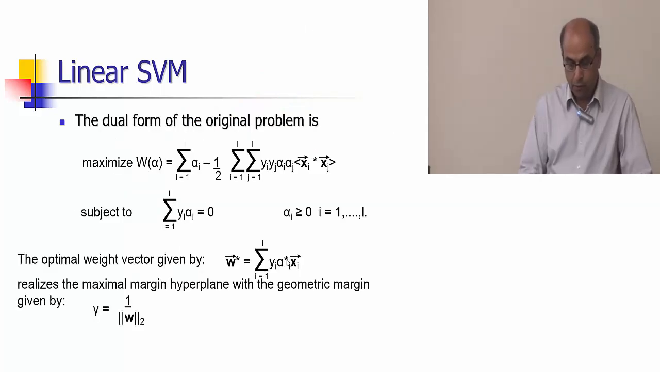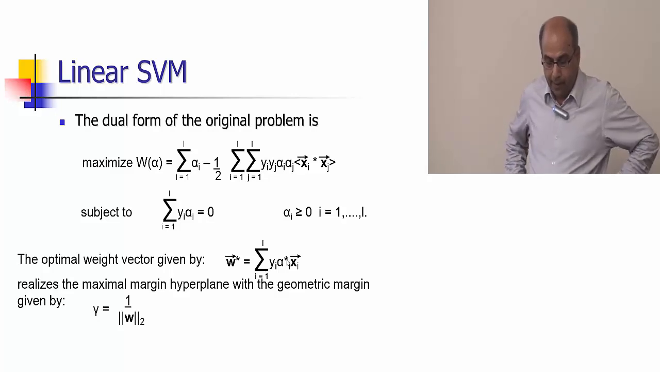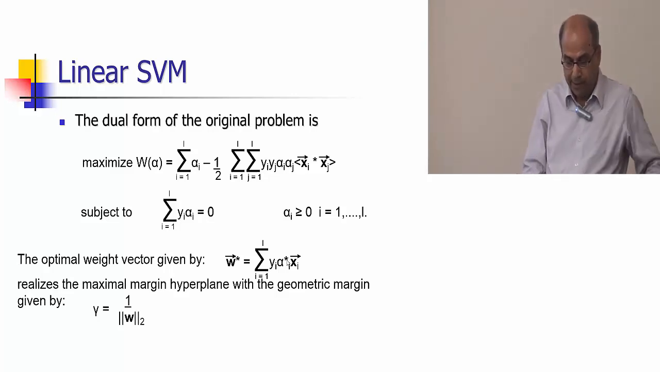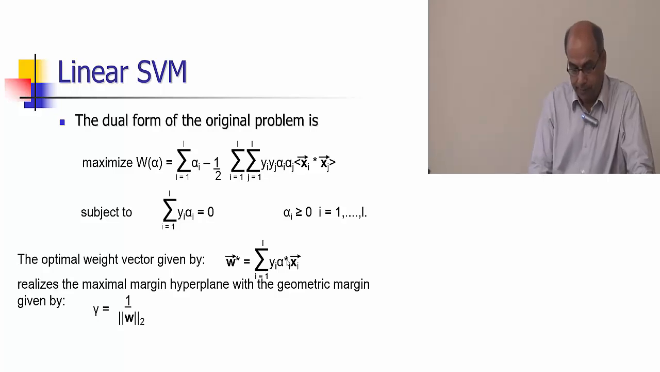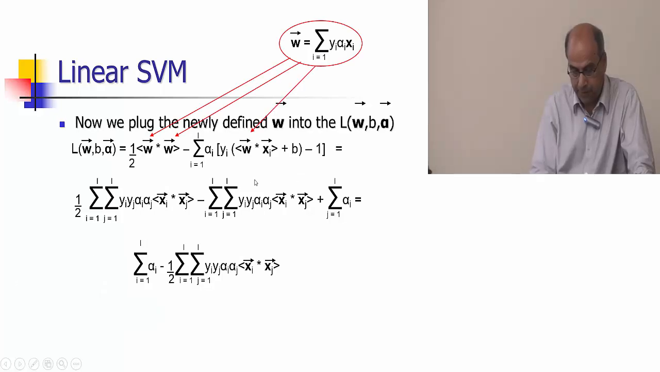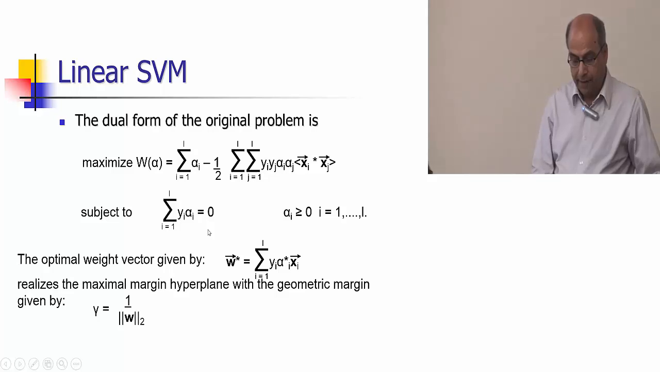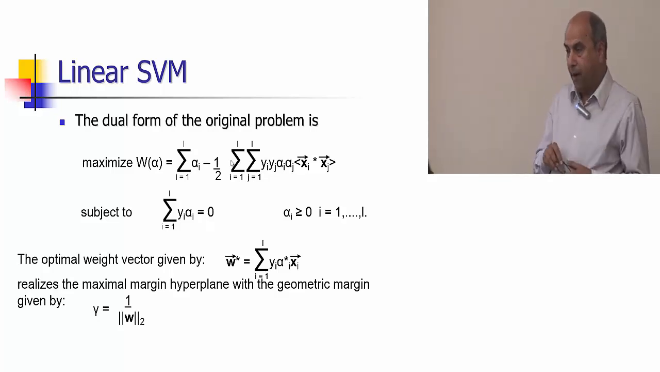So now we can look at this, the dual form of this original problem, where we have alpha i and these terms which are coming from here after substituting these two. Then we want to optimize this to find the alpha i, because alpha i we don't know.